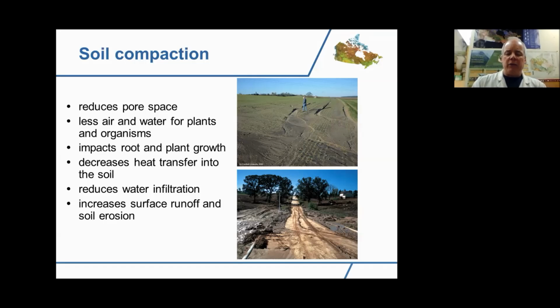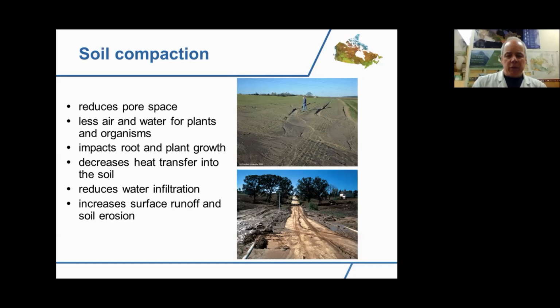Another important part that I haven't talked about too much so far is you can also change the heat transfer into the soil. So soils warm up as a result of temperatures in the air infiltrating down through this pore space into the soil. So again, reducing that pore space, you can end up with less heat transfer. Reduced water infiltration is an issue, and when you don't have that infiltration into the soil, you can end up with surface runoff and soil erosion.